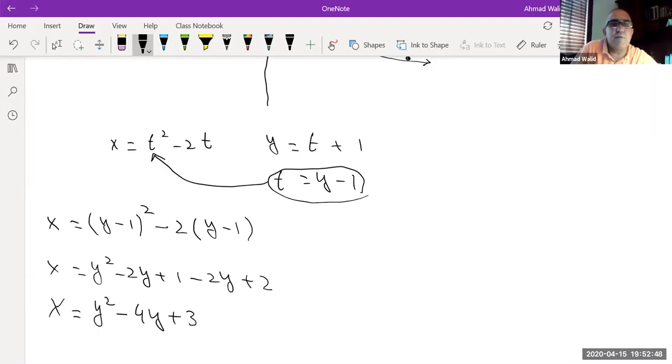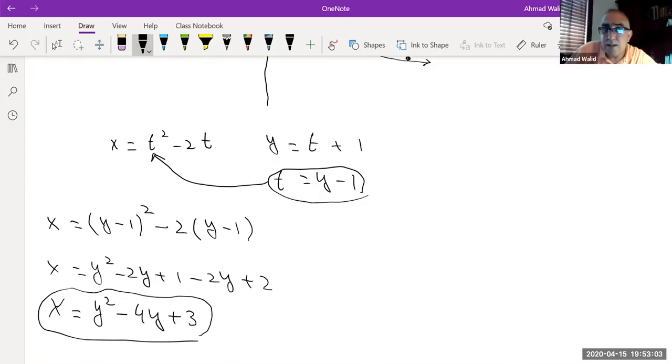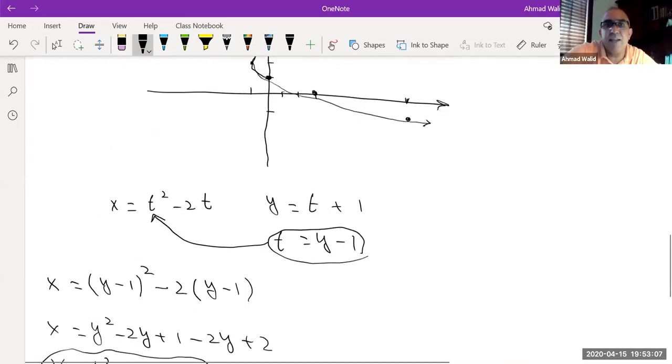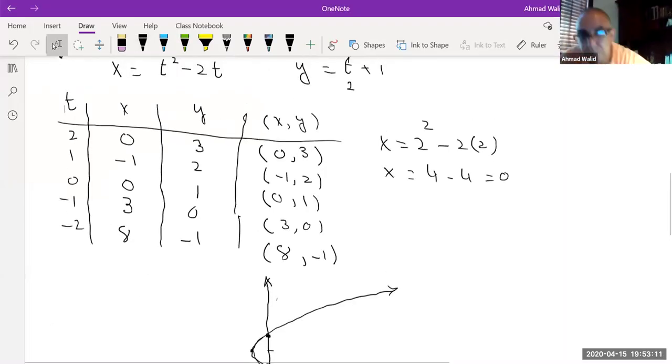Is this the equation of a parabola? You saw it before in algebra. Equation of a parabola that opens to the right. You see it? Even if you use values for y, you end up with the same values that we have here in our table, and the graph will be the same.